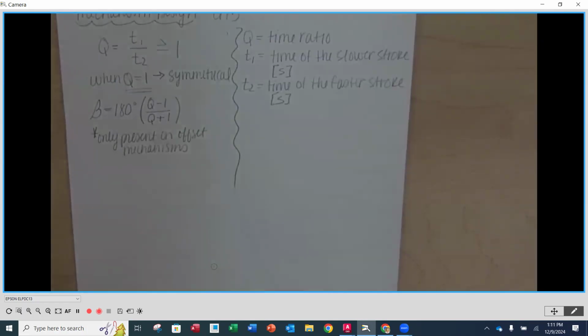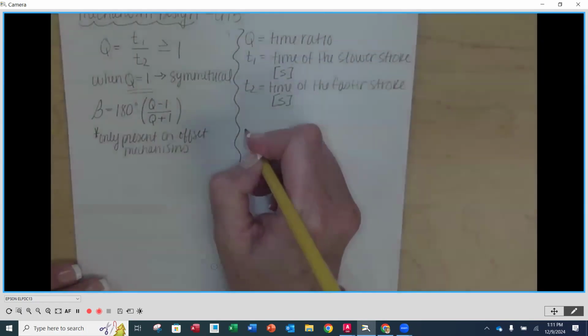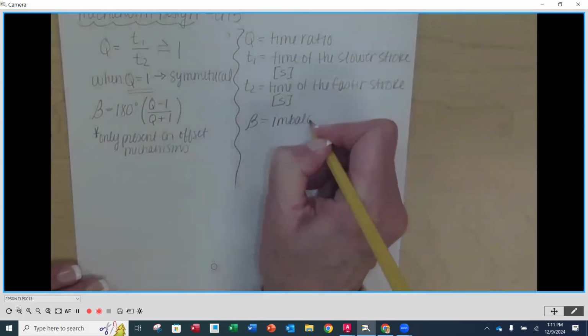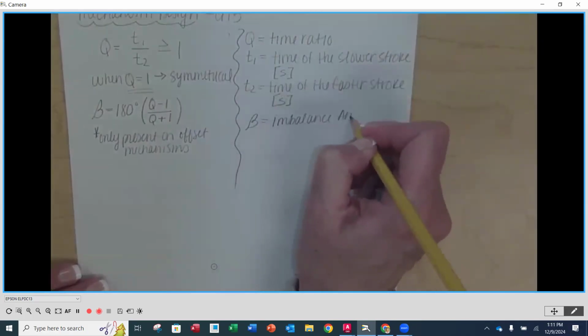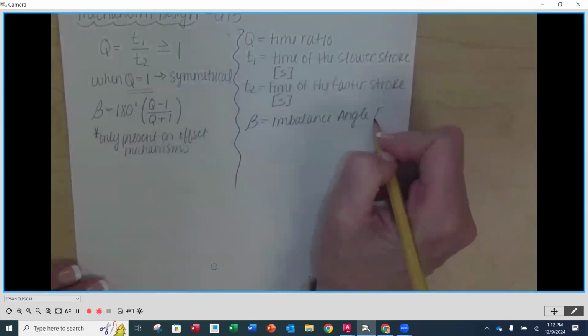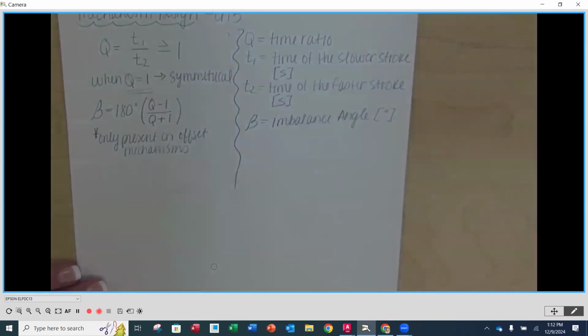And again, we're going to do some examples. So we're just writing down right now. Now, you should put over here, beta is going to be imbalance angle. And we'll identify that too when we start drawing things out. And that's going to be in degrees.